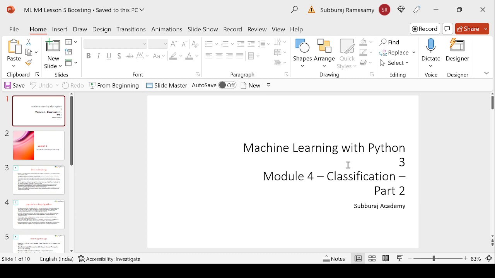You are running a course on classification, part 2. In part 1, we saw 4 classifiers, and in part 2 also we have seen a number of classifiers. This is part of the machine learning course conducted by Suburaj Academy, and we are learning using the Python 3 language. Other option is using R, but Python is very popular for machine learning.